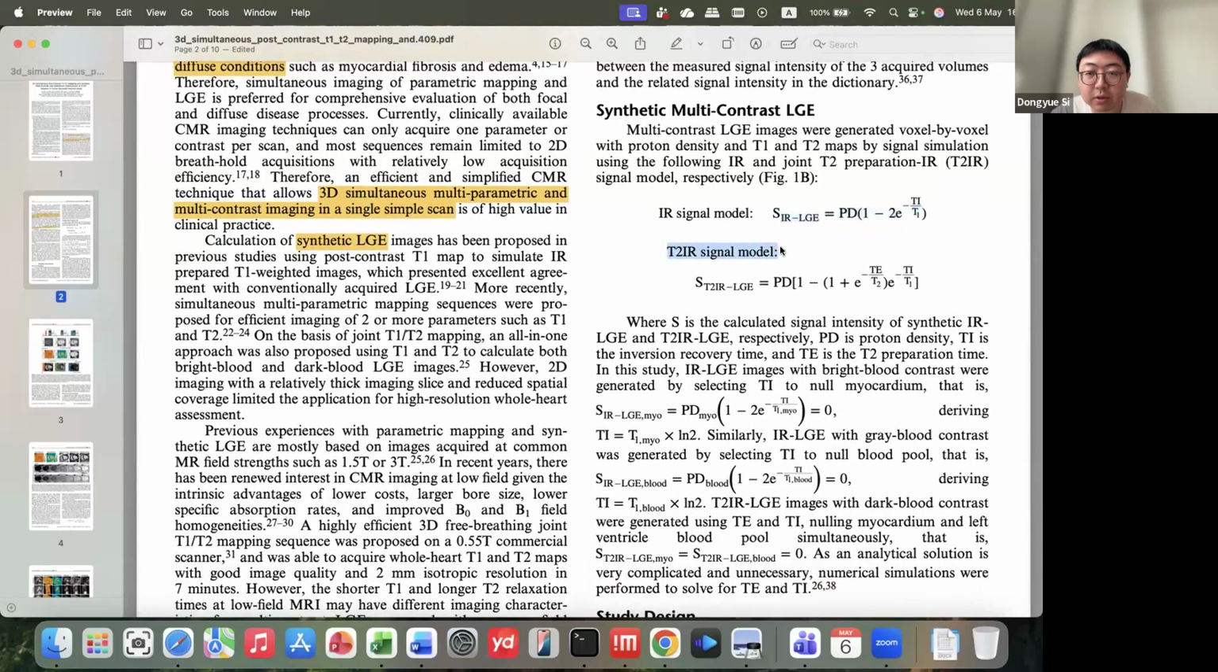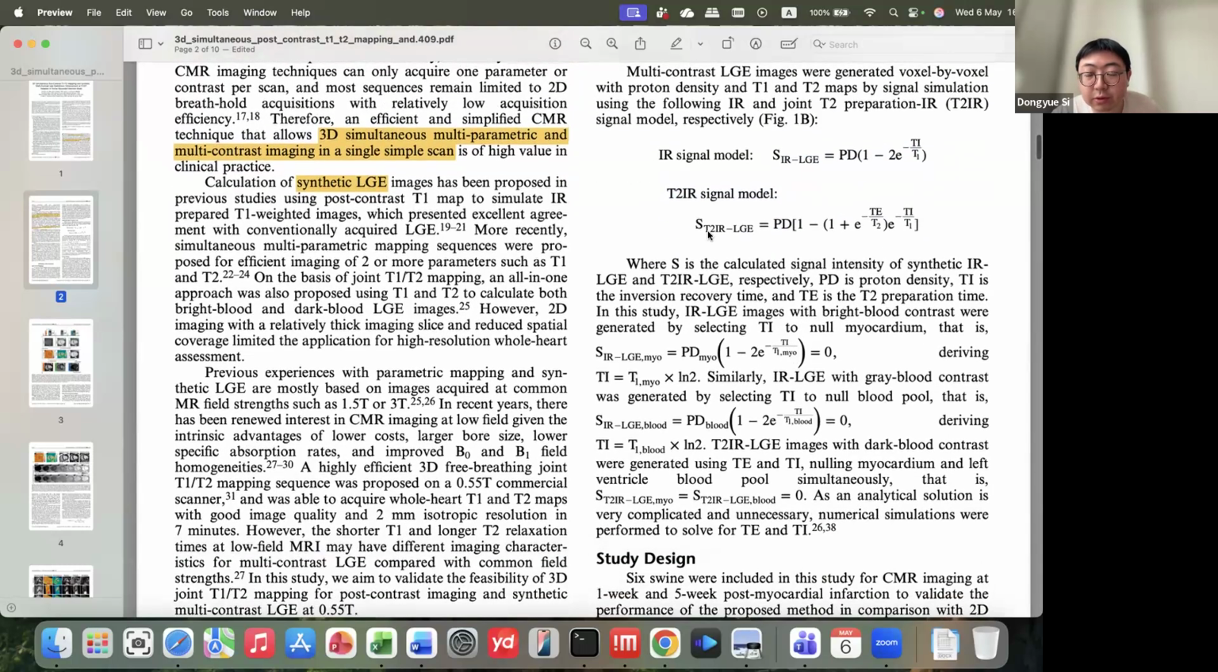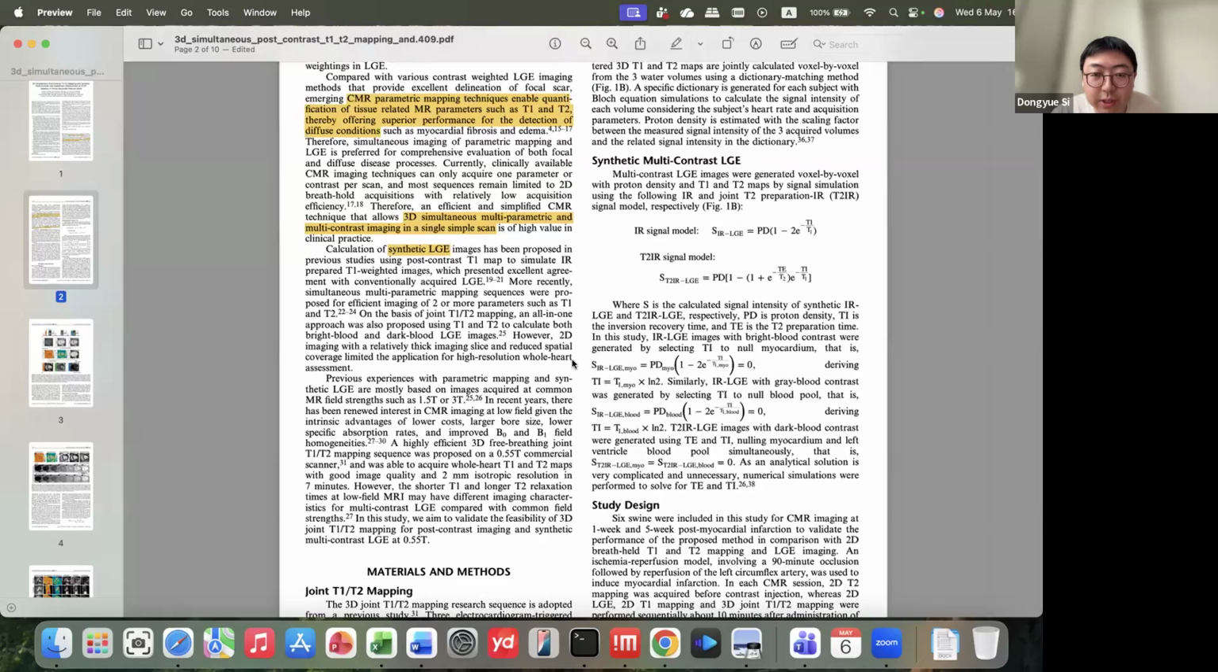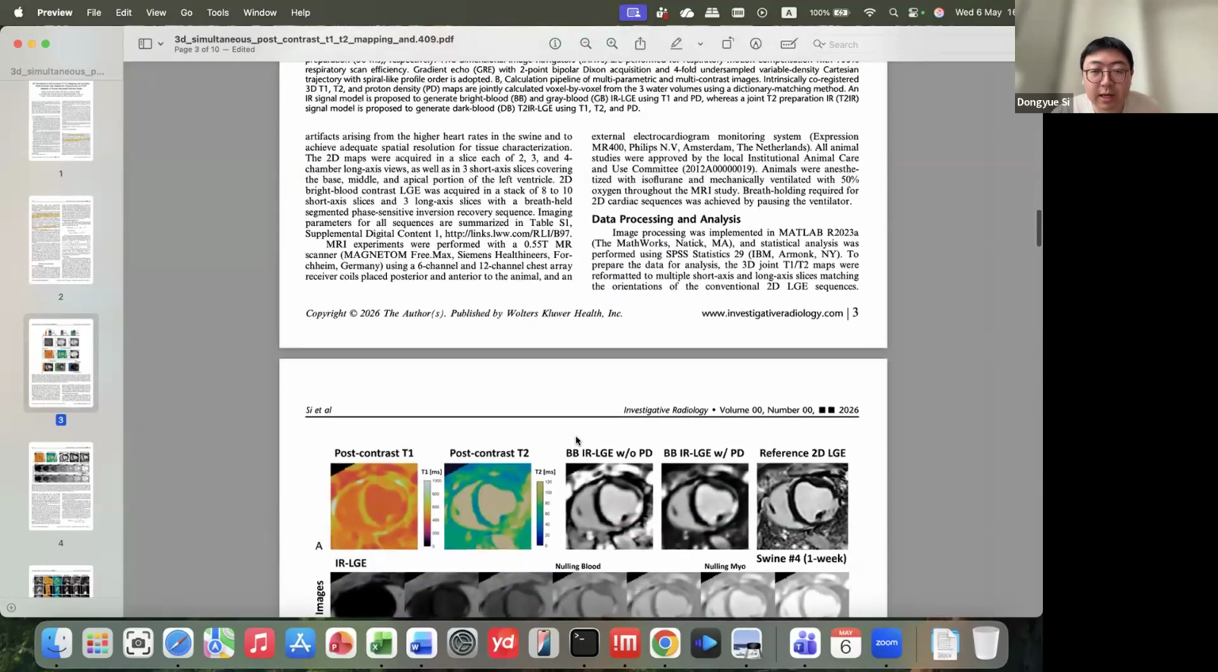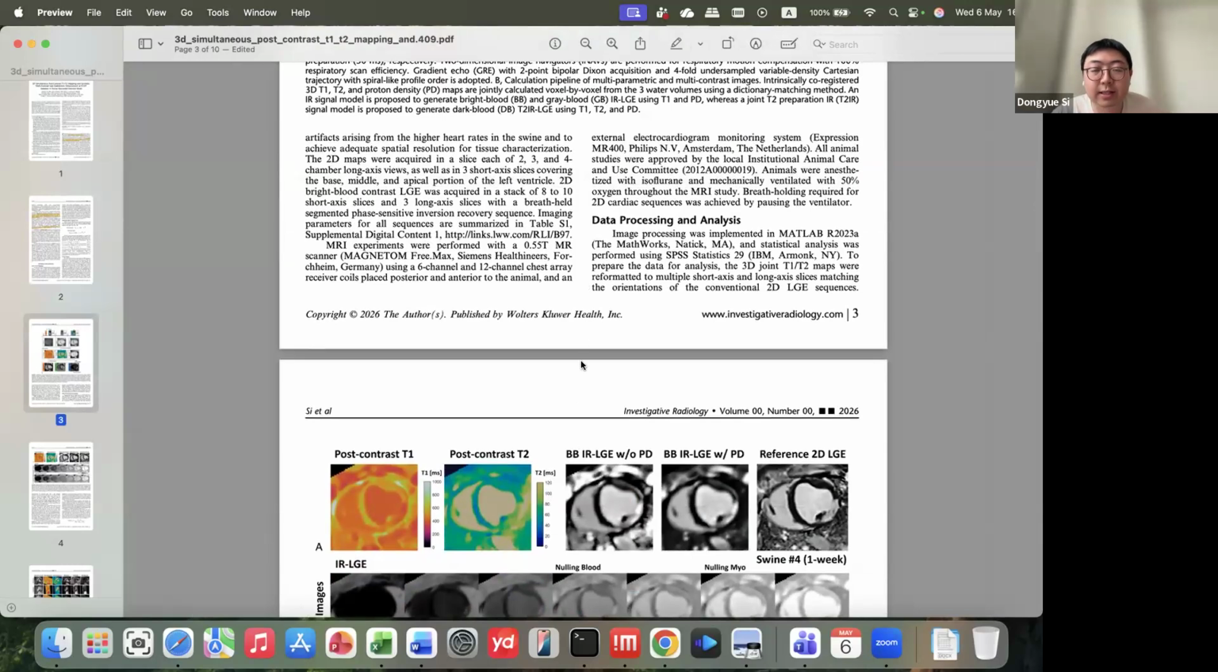Also, for the T2-IR signal model, the signal is calculated with proton density, T1 and T2 values. With the T2-IR signal model, we are able to calculate dark blood LGE to null blood pool and myocardium simultaneously. So these are the 3 different synthetic LGE images we aim to generate. This study was performed at the Ohio State University.